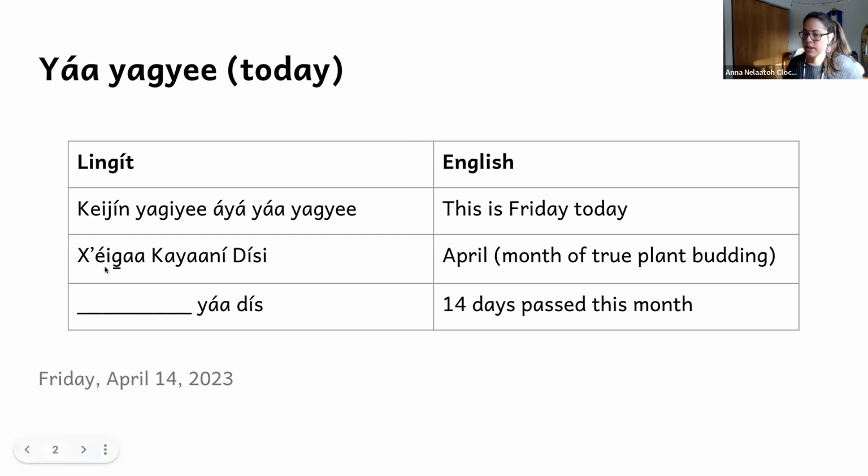Go ahead and repeat this word after me, just this first one. X'éig. Okay, this means true. And then Kayaaní, repeat after me. Kayaaní means plants. So Kayaaní is True Plants Month. And the description in Lichéesh is that it's the month of true plant budding. Whereas the previous month, March, is Kayaaní Dísi, the budding of plants that are underwater.